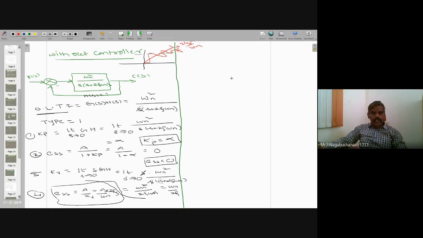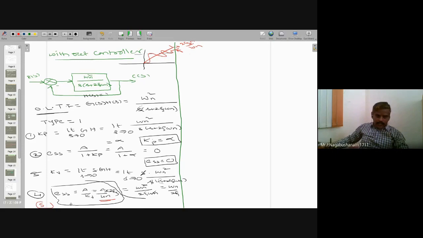If we use one controller, we can make this error 0. We can make this error 0 by using a PD controller. Last one. So this is the open loop transfer function.